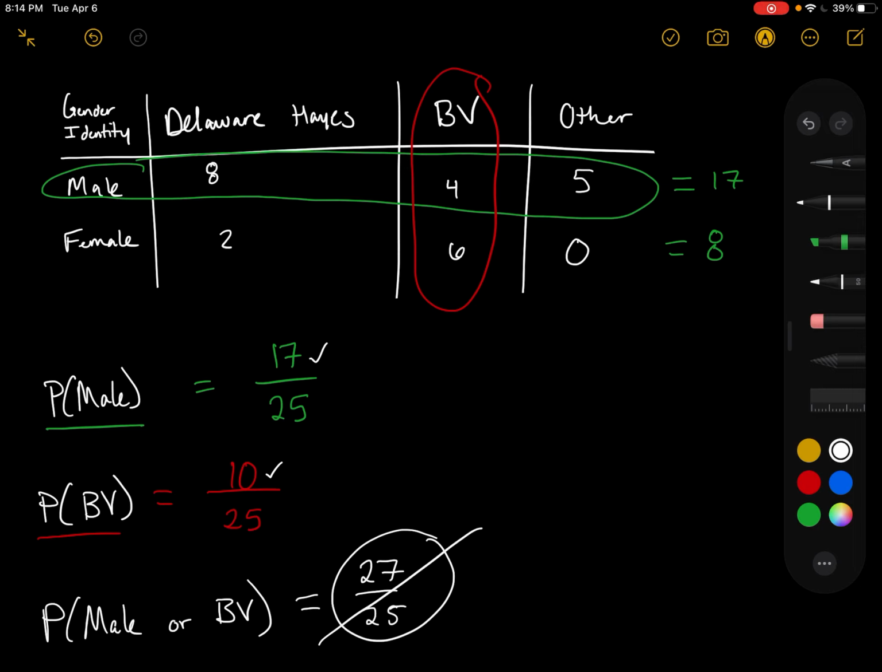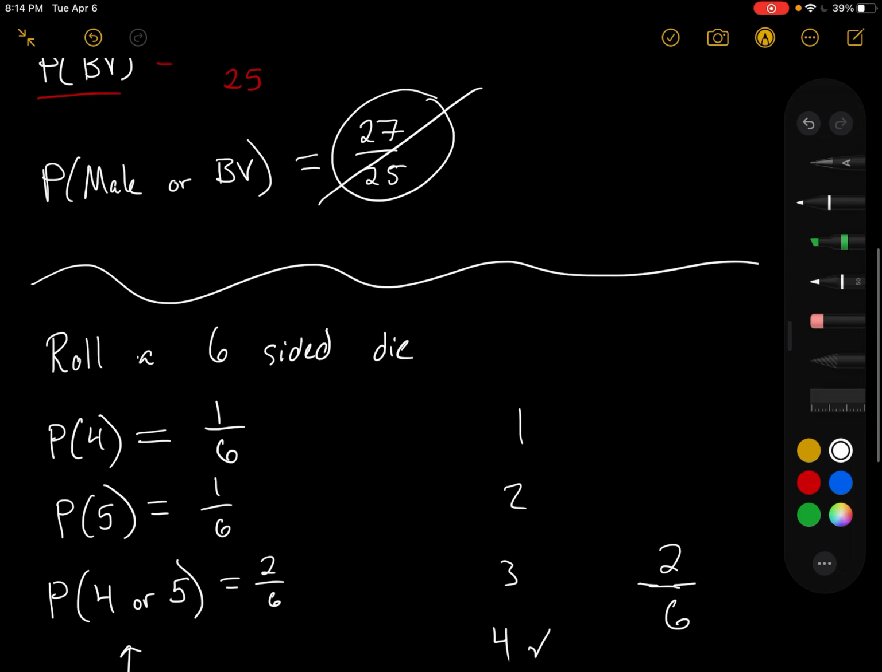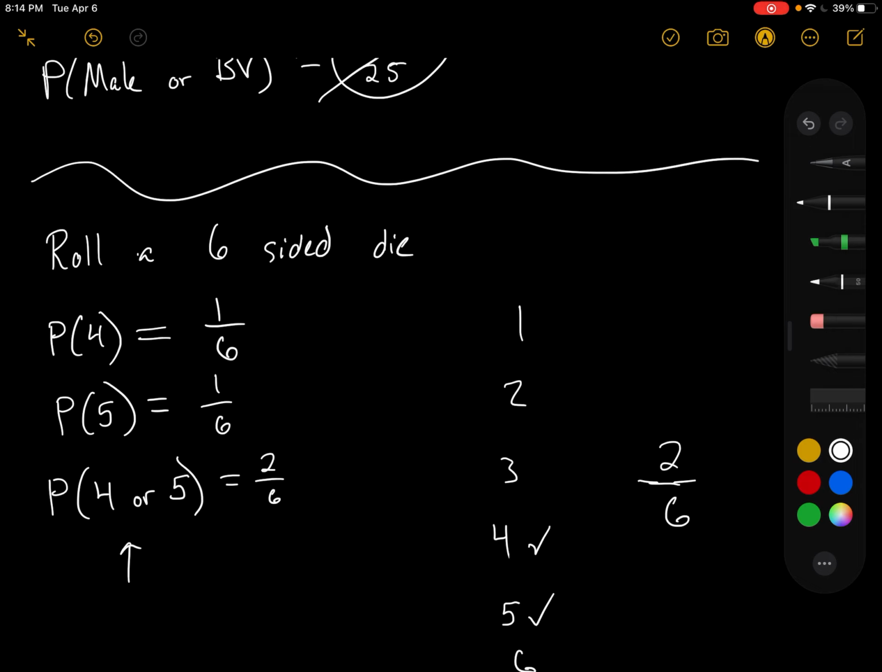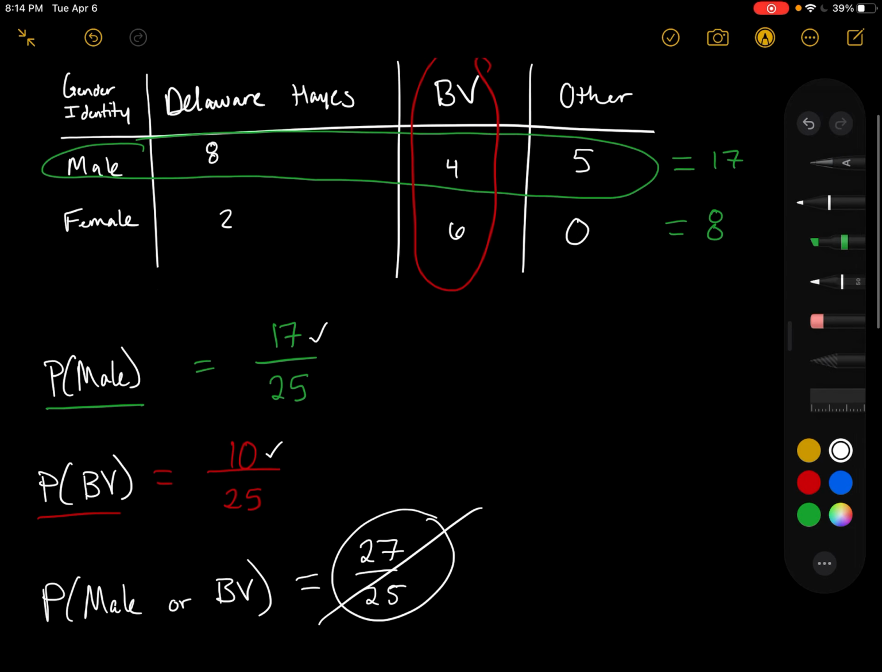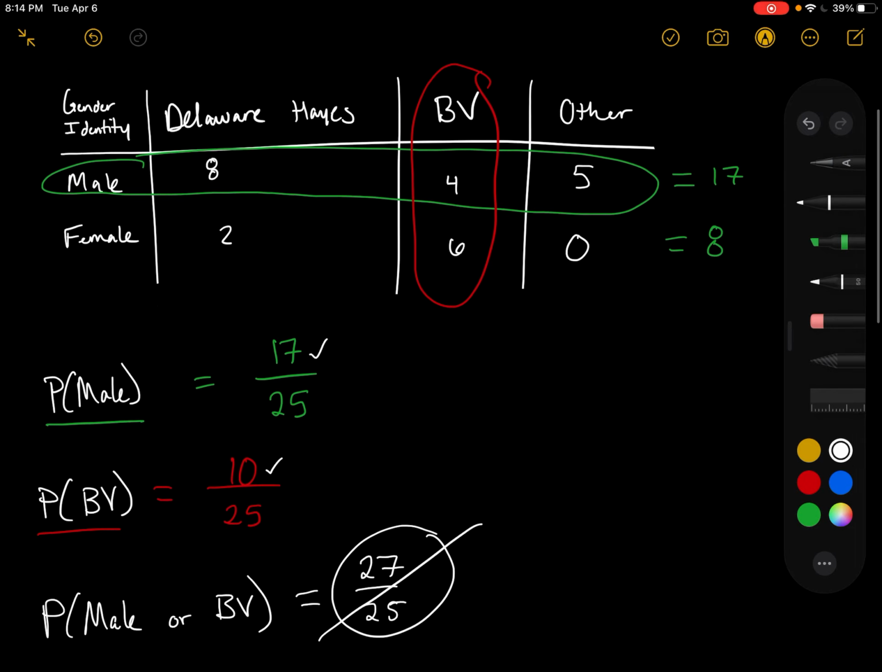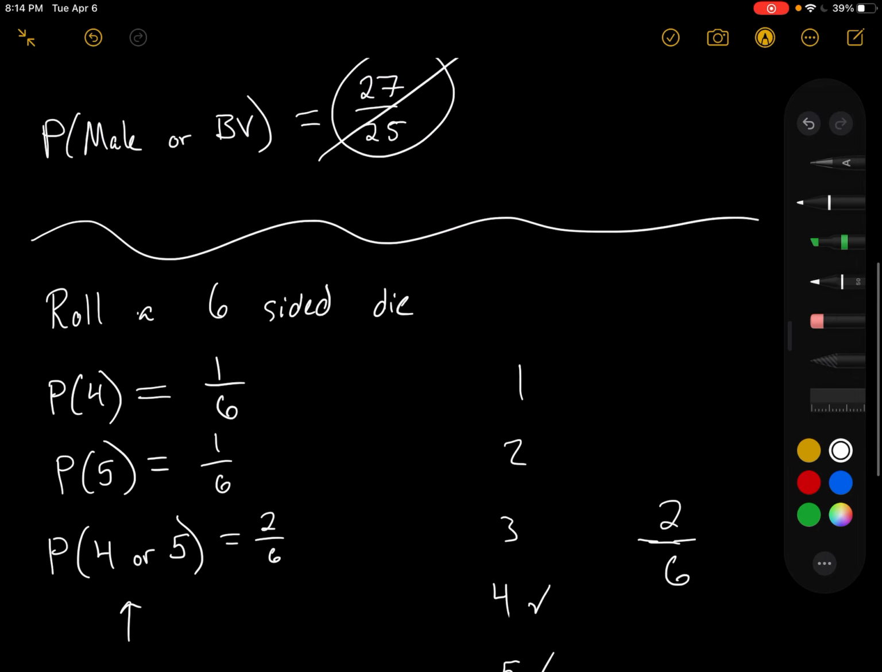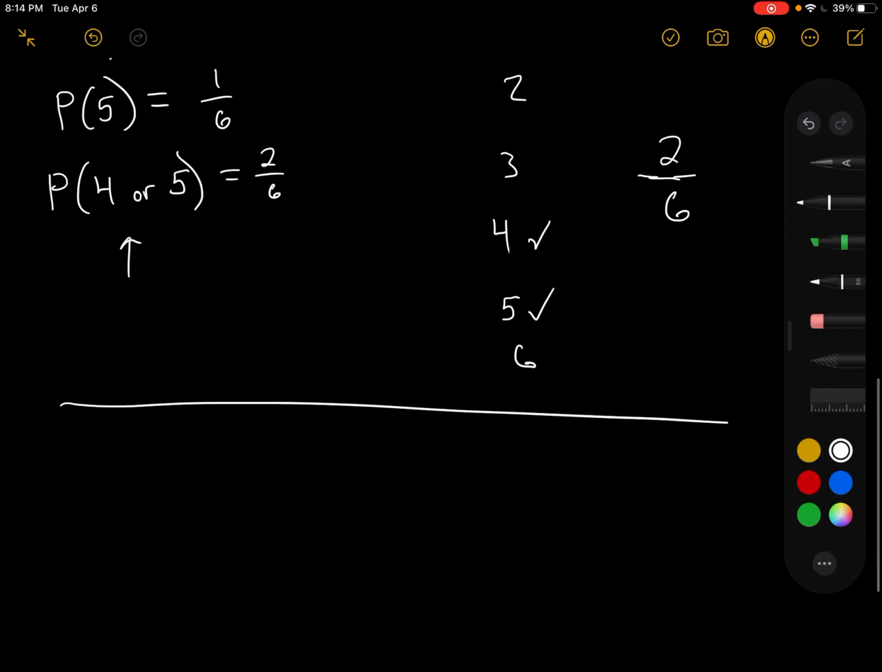And the bump that we're running into here is, you might be able to just see it based off of this chart, but you can be both at the same time. You can identify as male and attend Buckeye Valley. The reason why that didn't come up with the die is you can't be both 4 and 5. You either roll a 4 or you roll a 5. There's no in-between roll there. But if we look here for Buckeye Valley and gender identity, it's possible to be both. And that's the difference here.